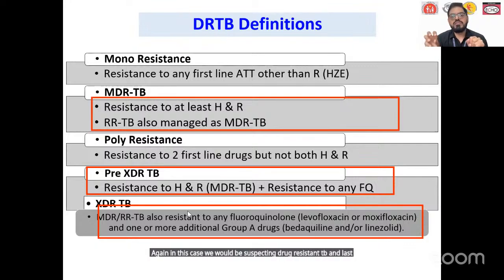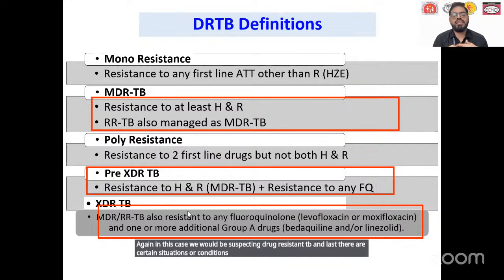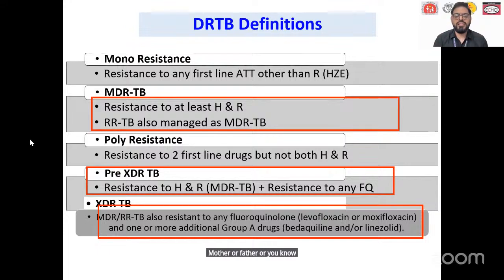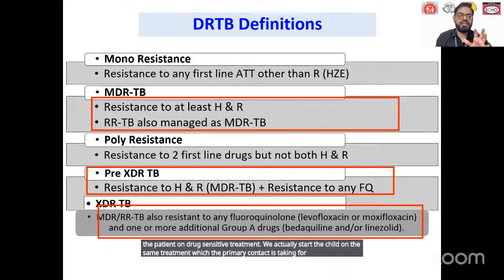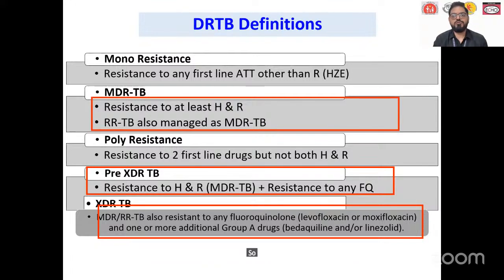And last, there are certain situations or conditions. For example, if a child is HIV positive, there is a very high risk that it could be upfront drug resistant TB. Second, if there is a definite history of close contact with a drug resistant TB patient, for example a family member, mother or father, or an uncle staying in the same house. In fact, for such patients, if we have a clinical and X-ray diagnosis of TB, we do a CBNAAT and it comes negative, we do not start the patient on drug sensitive treatment. We actually start the child on the same treatment which the primary contact is taking, for example DR, MDR or pre-XDR, and then we wait for the culture of the child. So these are certain situations where we would suspect that our child could be a case of drug resistant TB.